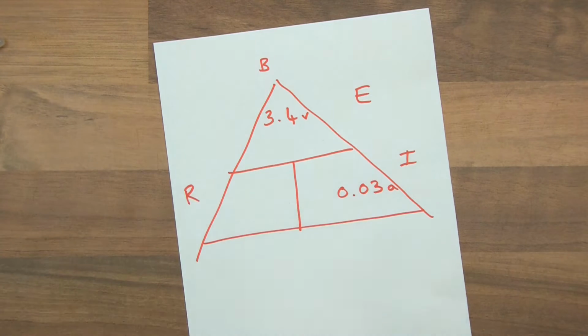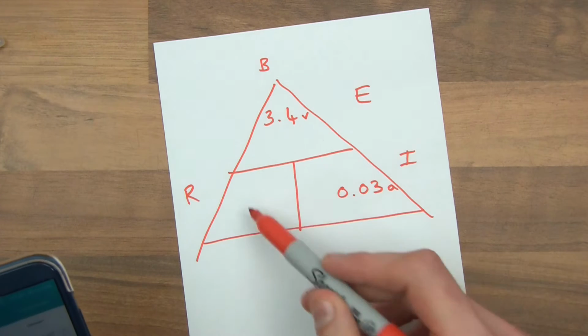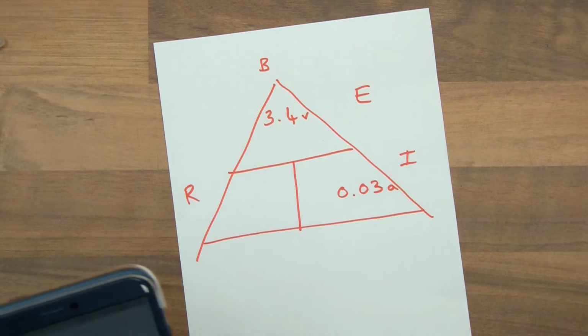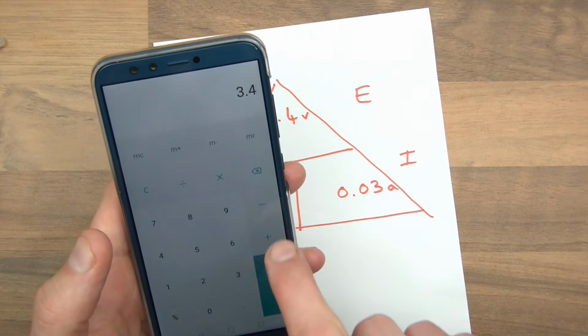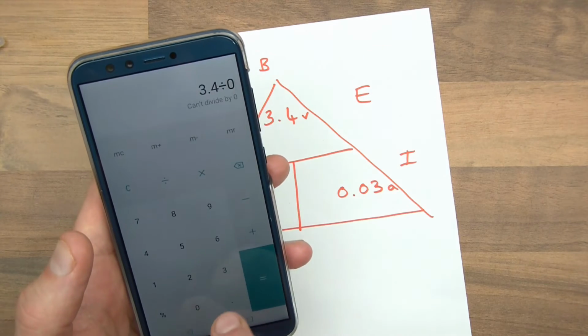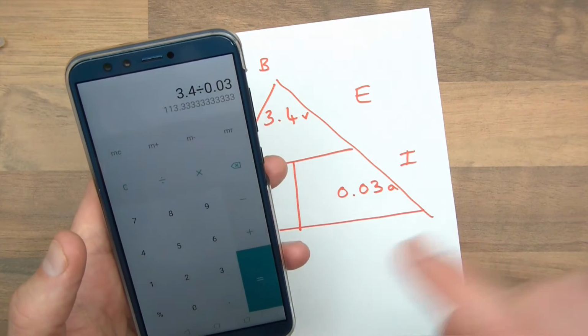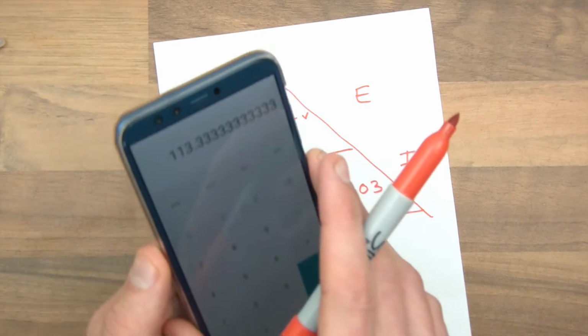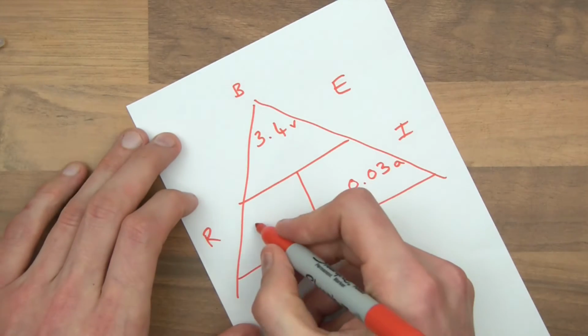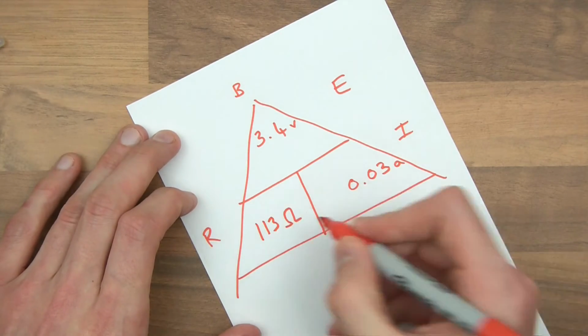So I'll just get my calculator and we'll work out the resistive value, or what resistance it would be theoretically. So 3.4 volts divided by 0.03, because it's milliamps, and we get a value of 113. So 113 ohms.